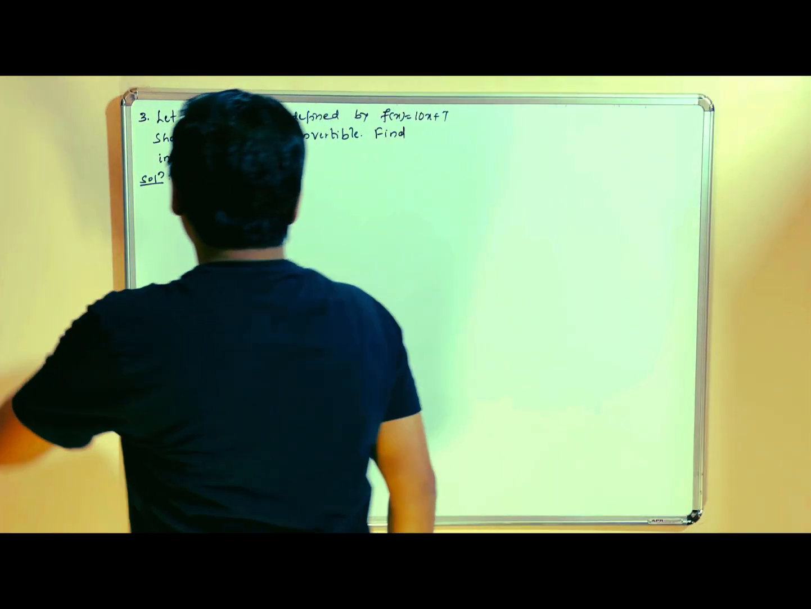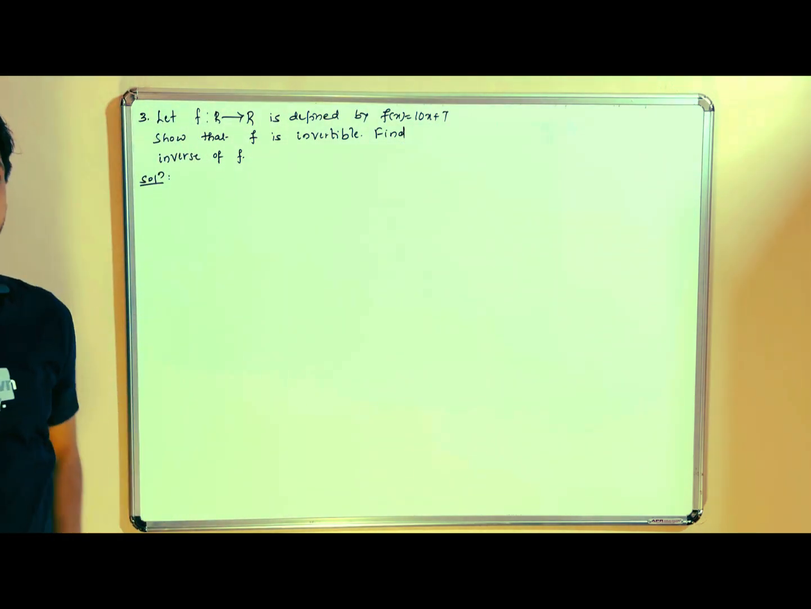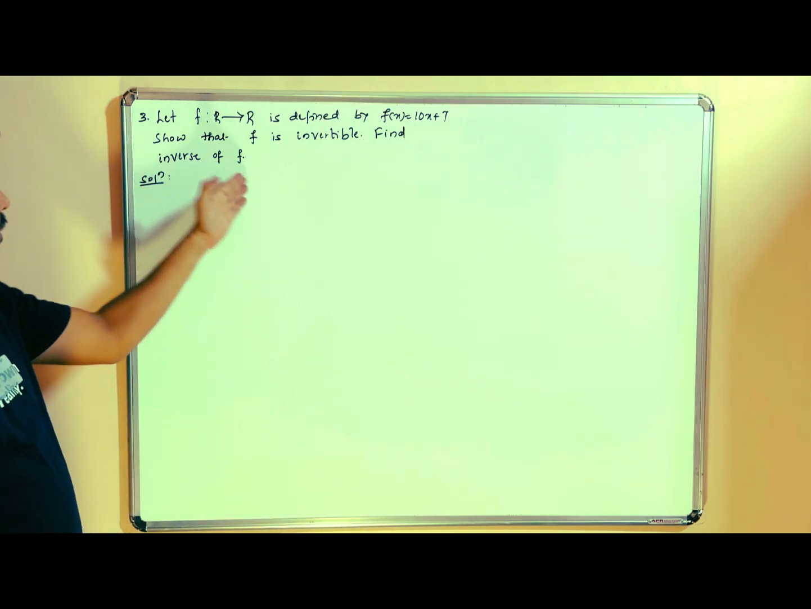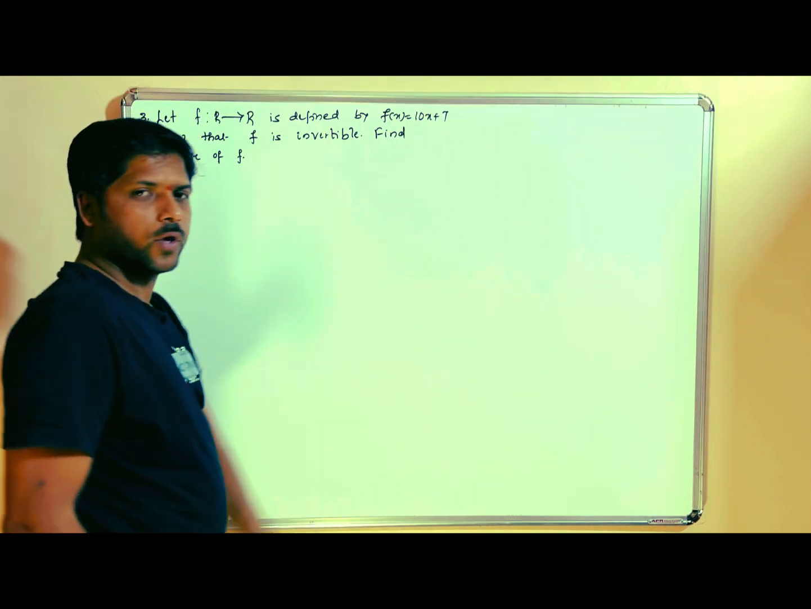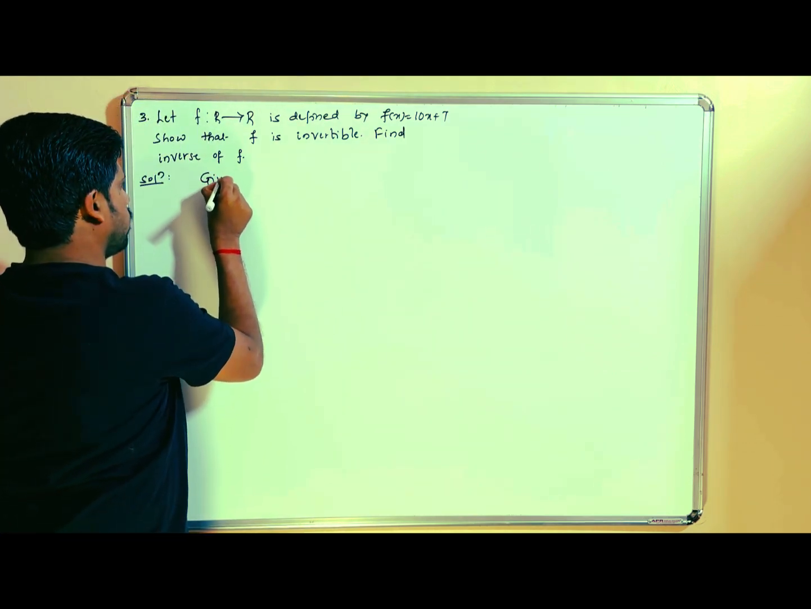So next question: let f from R to R be defined by f of x is equal to 10x plus 7, the numbers have changed. Show that f is invertible and also find the inverse of f. The function is changed now. The previous question was 4x plus 3, now it is 10x plus 7. Without stopping, we'll do this one.